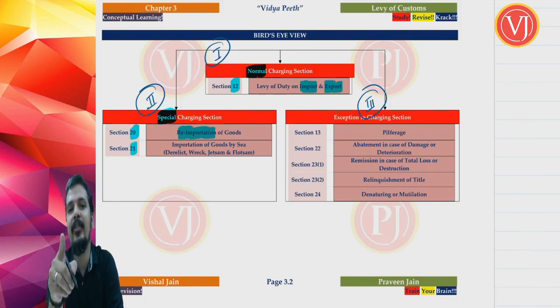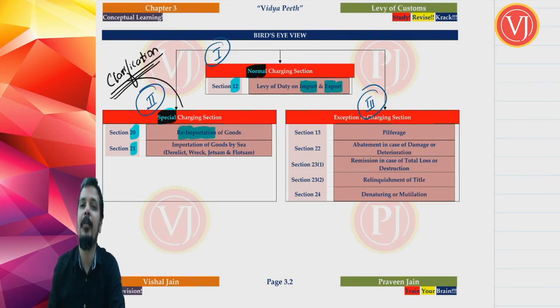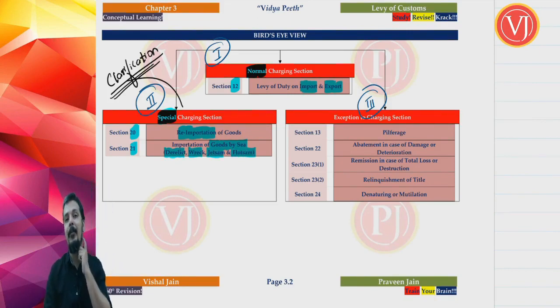When you talk about special charging section, friends, they talk about clarification. Clarification that your import duty will be there even at the time of re-importation of goods. And another clarification is there when you talk about importation of goods by way of sea, where you talk about derelict, wrecked, jetsam, flotsam. Derelict, wrecked, jetsam and flotsam.